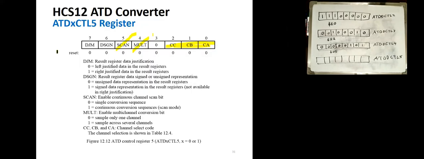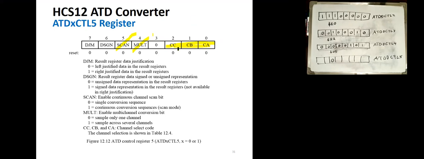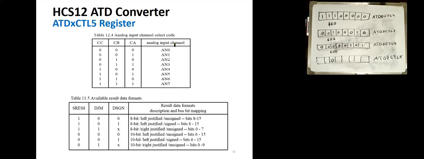Okay, so the scan bit has to be 0, which is bit number 3 from the left. So the scan bit is 0 because we want to do this once. This conversion sequence, which is 4 samples from channel 7, has to be done once. Select channel 7. To specify the channel, we need to set these bits to the number of the channel, and channel 7 is 111, which is technically 7. So this is 7.